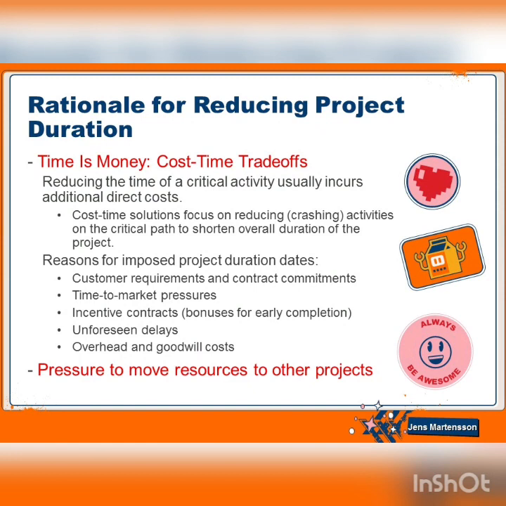Rationale for reducing project duration. Time is money: cost-time trade-offs. Reducing the time of a critical activity usually incurs additional direct costs. Cost-time solutions focus on reducing, or crashing, activities on the critical path to shorten the overall duration of the project.